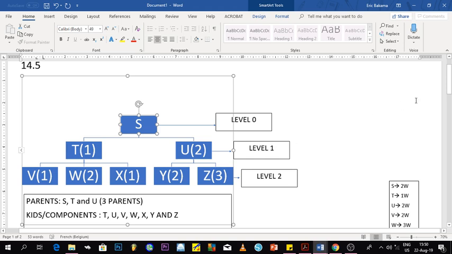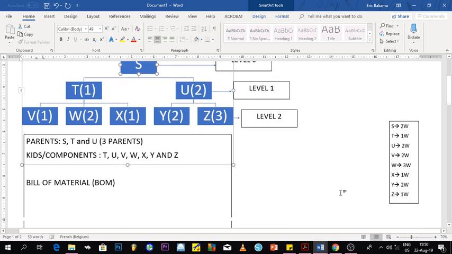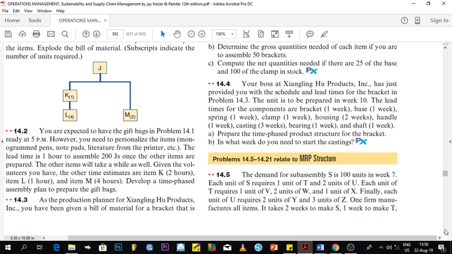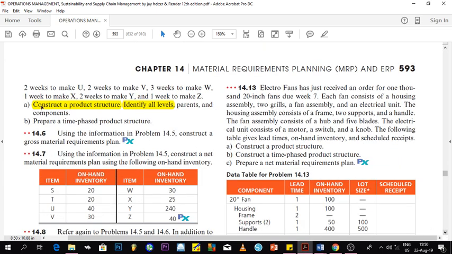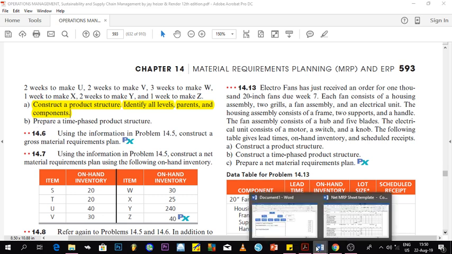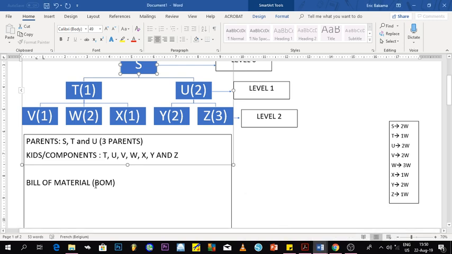So in this video today, the question is not asking to find the bill of material, because in the previous question it was asking to construct a product structure to identify all the levels as well as the parent and the component, which we just did. Normally in some other exercises they ask you to find the bill of material. This exercise is asking us to go straight for the time-based product structure. We will do that, but before we do that I wanted us to do a bill of material.